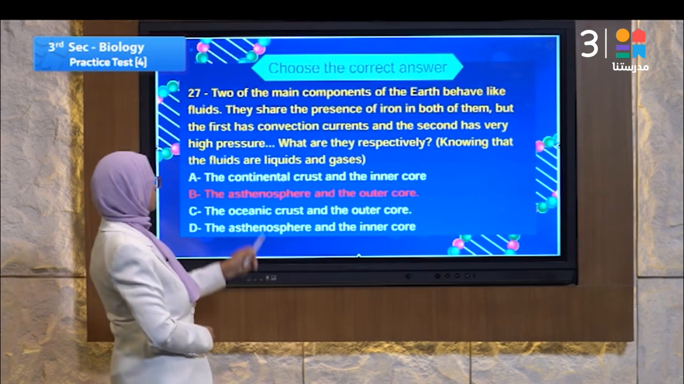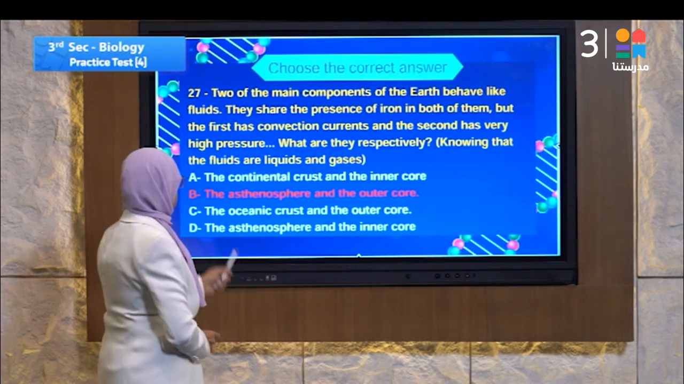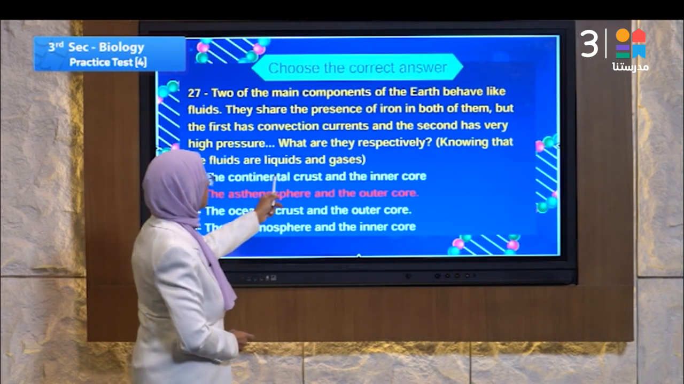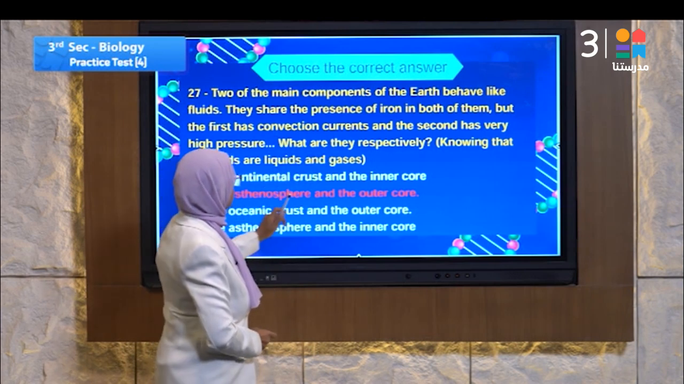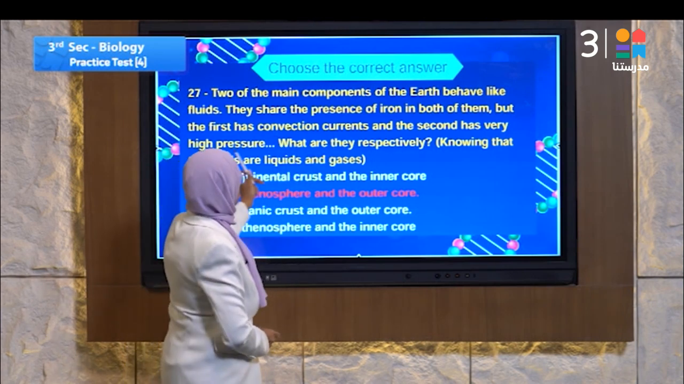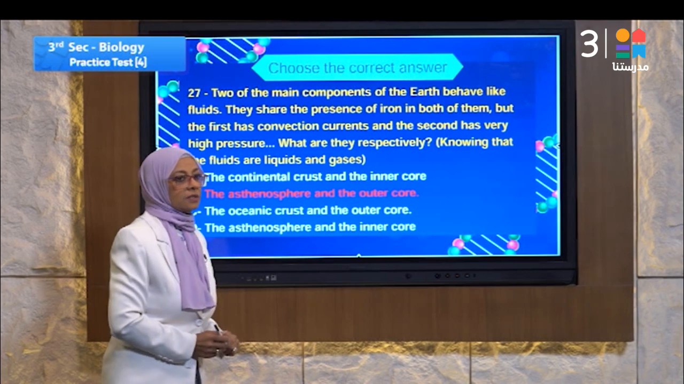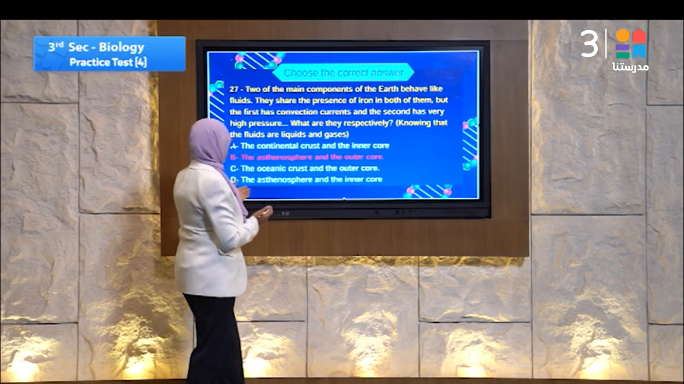I think the answer is B. B, because the first one, asthenosphere, has convection current and the outer core has high pressure. So the answer will be B.